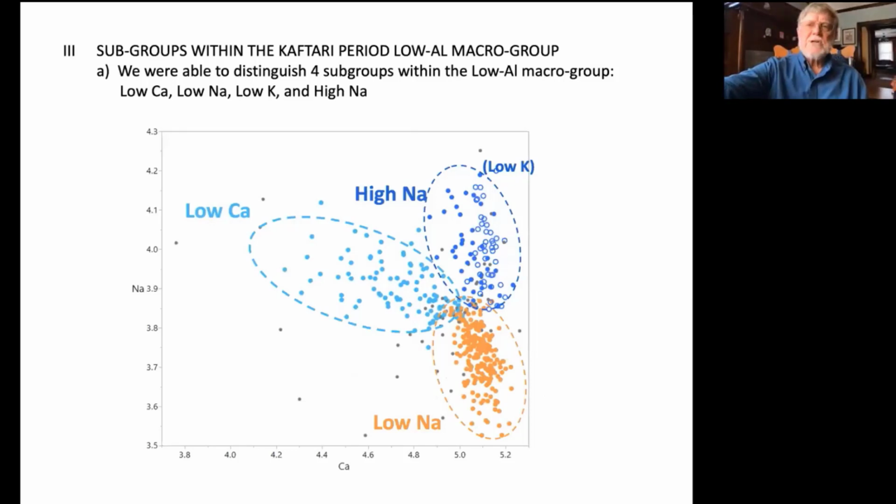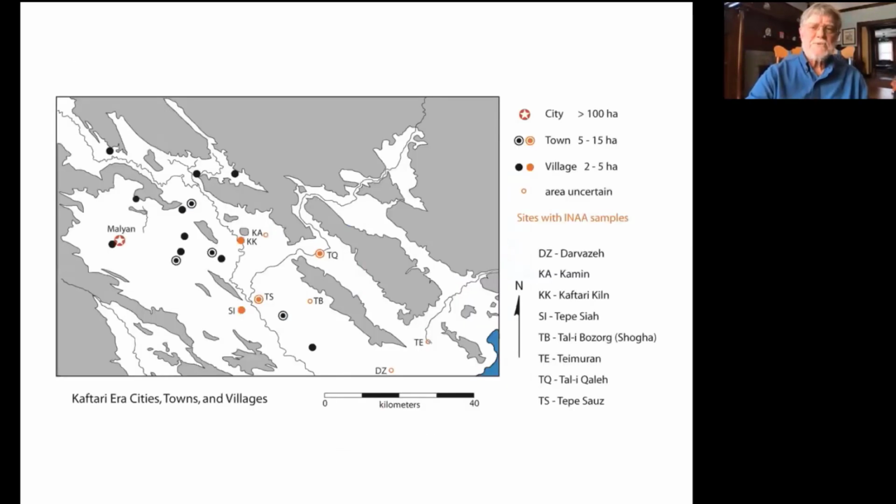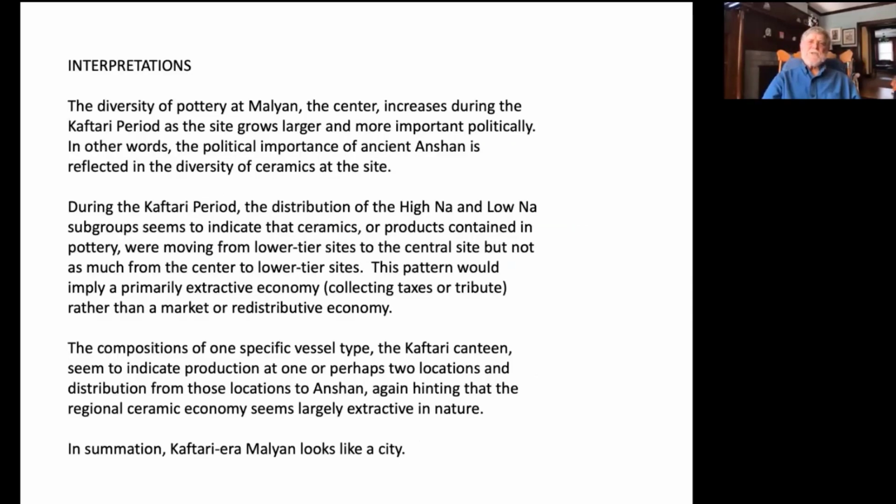During the Kaftari, there are 4 subgroups in the low aluminum macro group. And when we look at the distribution of those through space and time, we got some fairly clear patterns occurring within the region, with differences between what's found at Malian and what's found in the subsidiary towns and villages across the valley. Diversity of pottery at Malian increases during the Kaftari period as the site grows larger and more important. So the political importance of ancient Anshan is reflected in the diversity of ceramics found in the H1 sounding at the site.